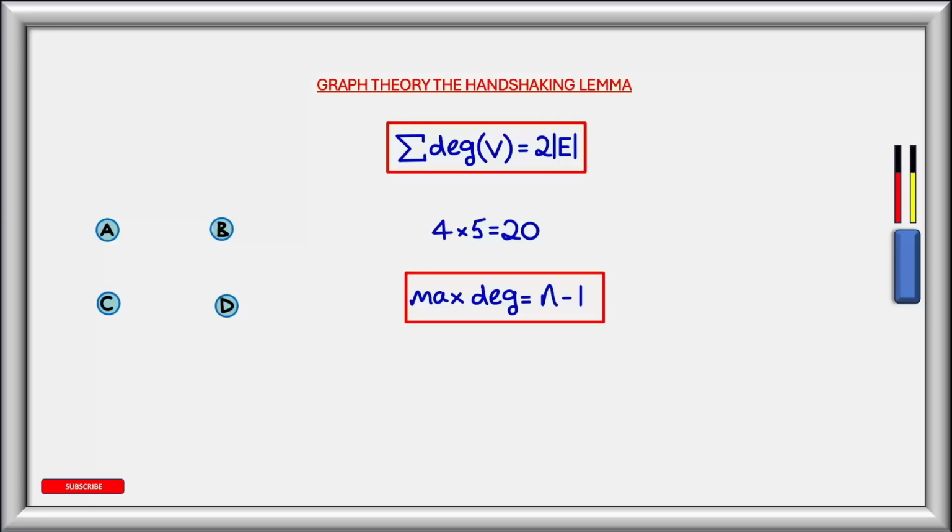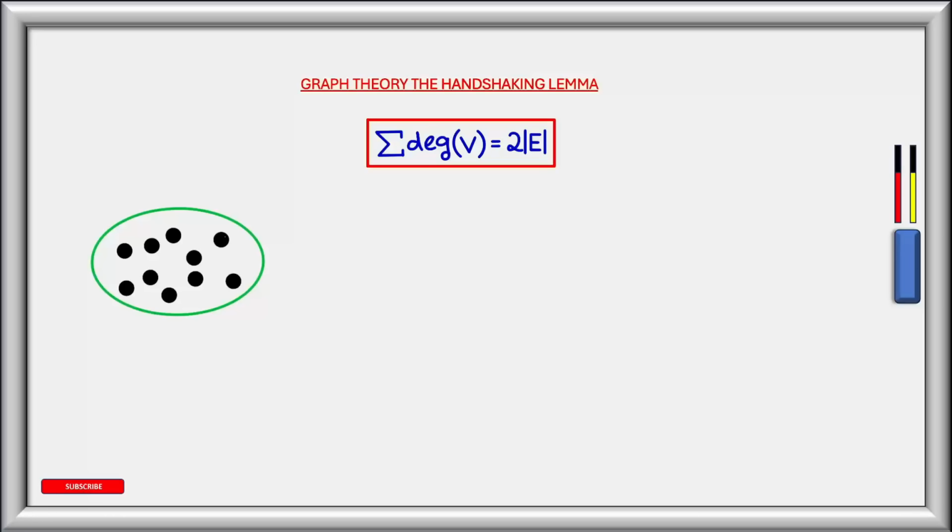So in a simple undirected graph, the maximum degree of any one vertex in a graph is n minus 1, where n is the number of vertices in a graph. Now let's see if we can apply the knowledge we've just learned to some problems.